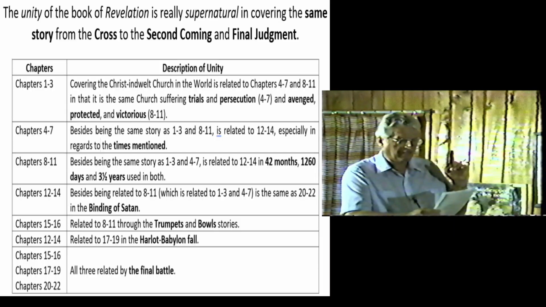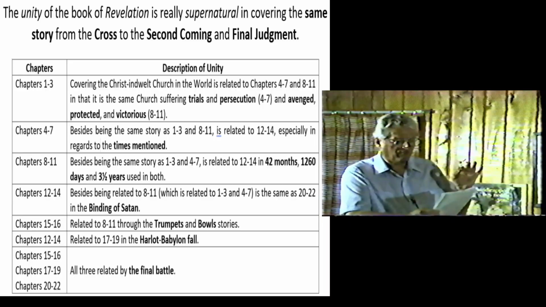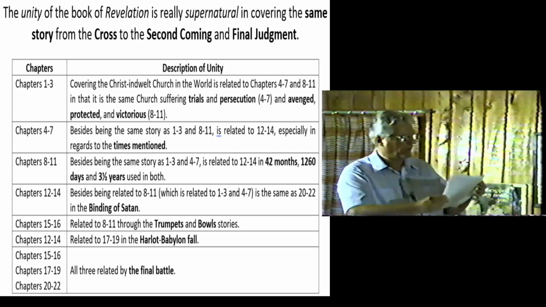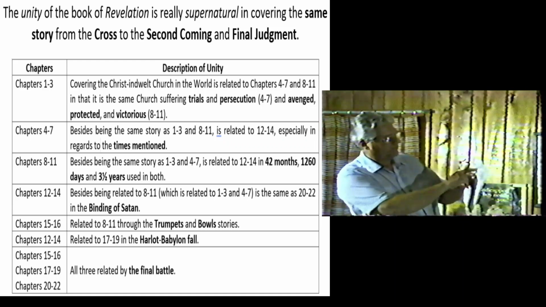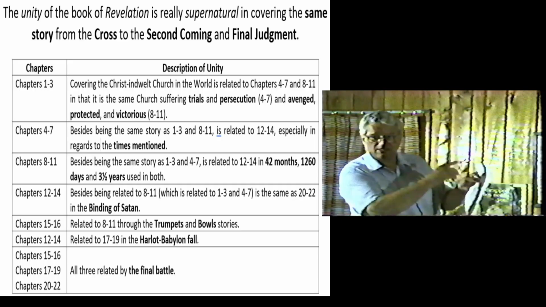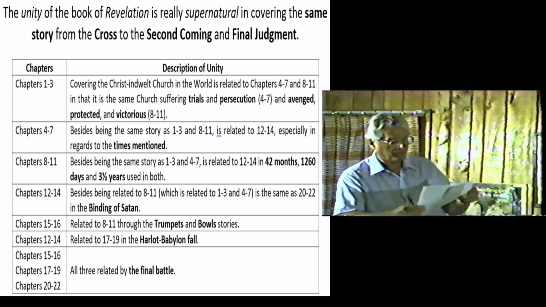Besides being the same story as chapter 1 and 3, and 8 and 11, it's related to chapter 12 through 14, especially in regards to the times, the years of the times, the months of the years of the day. So you take 1 and 4, 7 here, and you run this down from 4, 7 to 12, 14. So if these 3 are parallel, you've now added 12 through 14 as parallel with these because it's using the same parallel of years in there in times.